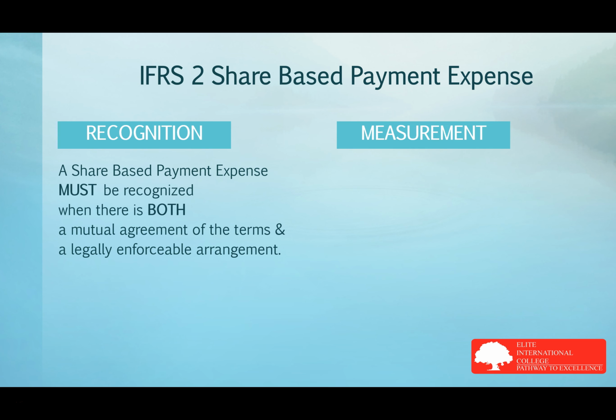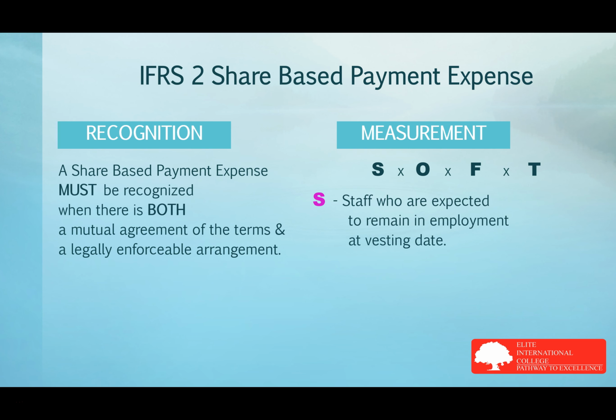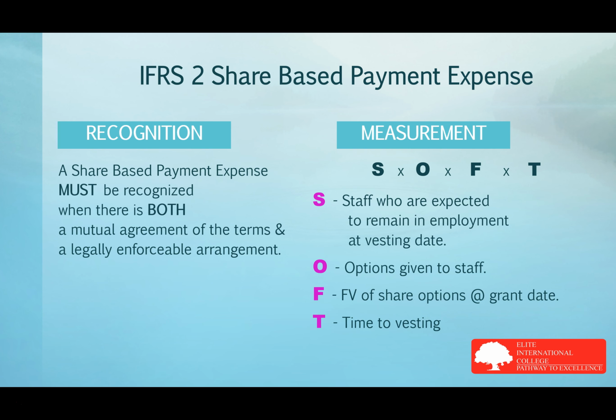For measurement, there's a formula, and I use the acronym SOFT. This makes it really easy to remember the 4 elements in the calculation. So what does SOFT stand for? S is staff who are expected to remain in employment at vesting date. O stands for options given to staff. F is fair value of the share options at grant date. And T is time to vesting. This could be 3, 4, 5 years depending on the terms of the agreement, and must be time apportioned if the options are granted sometime during the year.